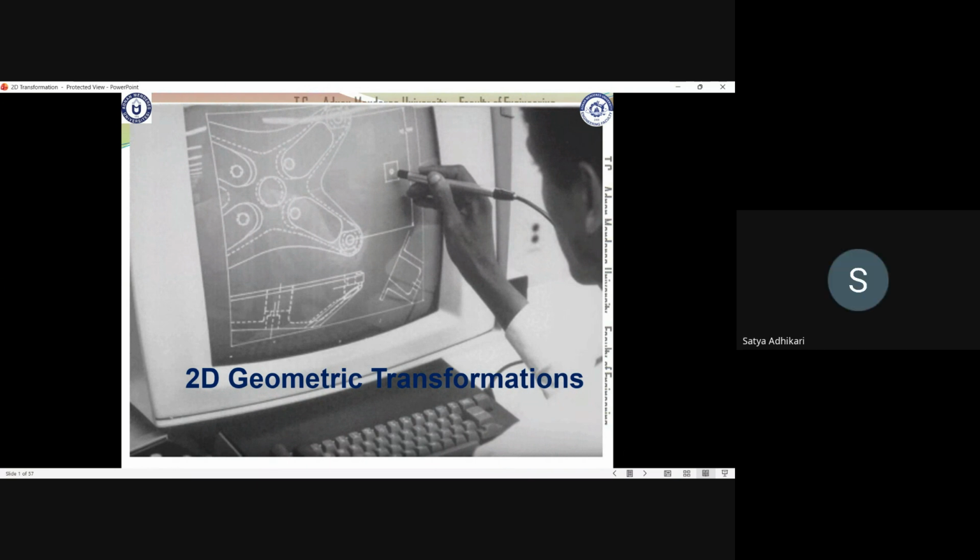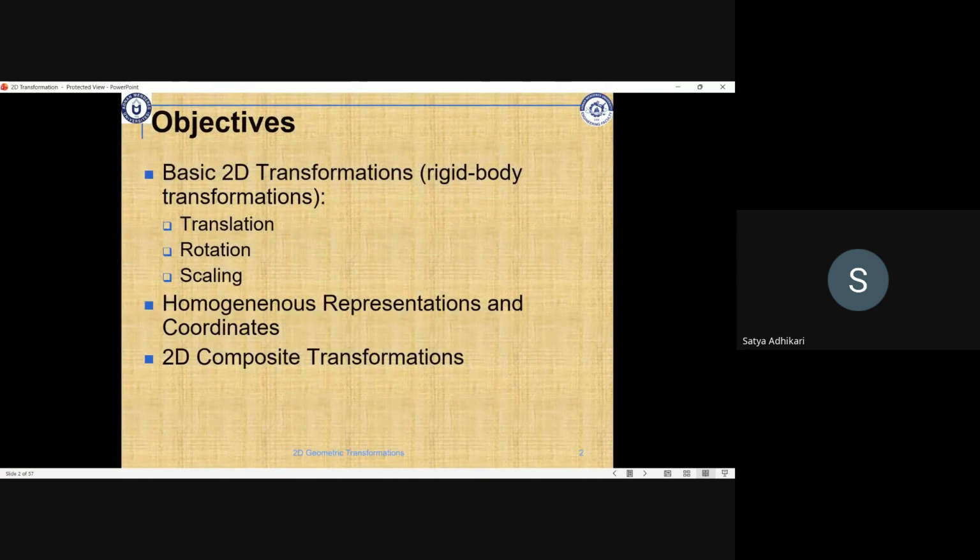The next and important topic is geometric transformation. Geometric transformation means we can transform an image to others, that is, from one place to another place. We can change the size or shape, and now it is applied to a 2D image, so it is known as 2D geometric transformations. Let us see.